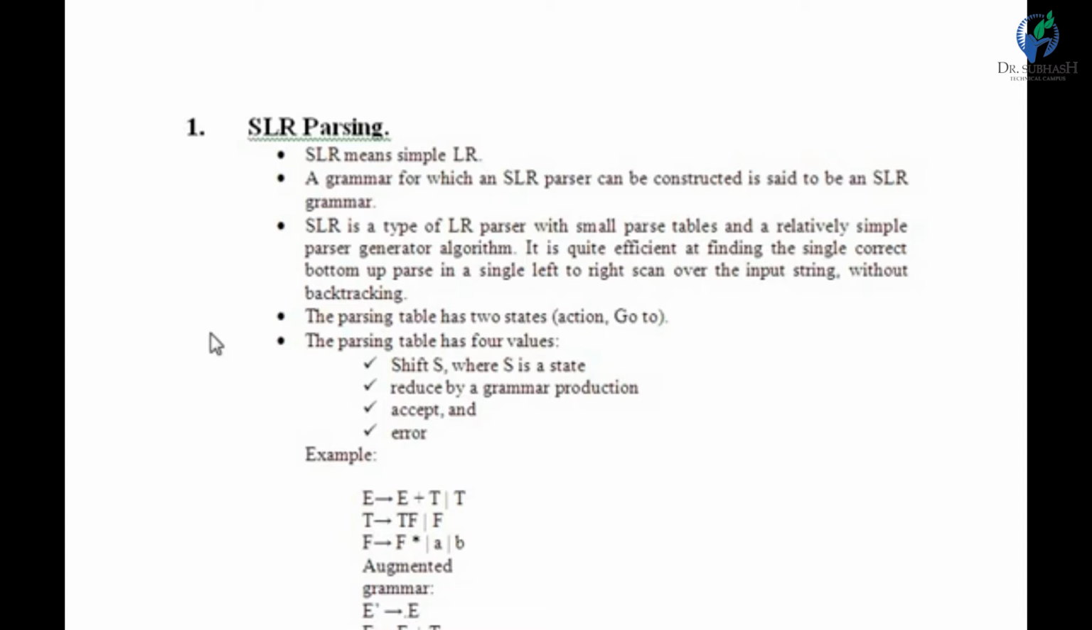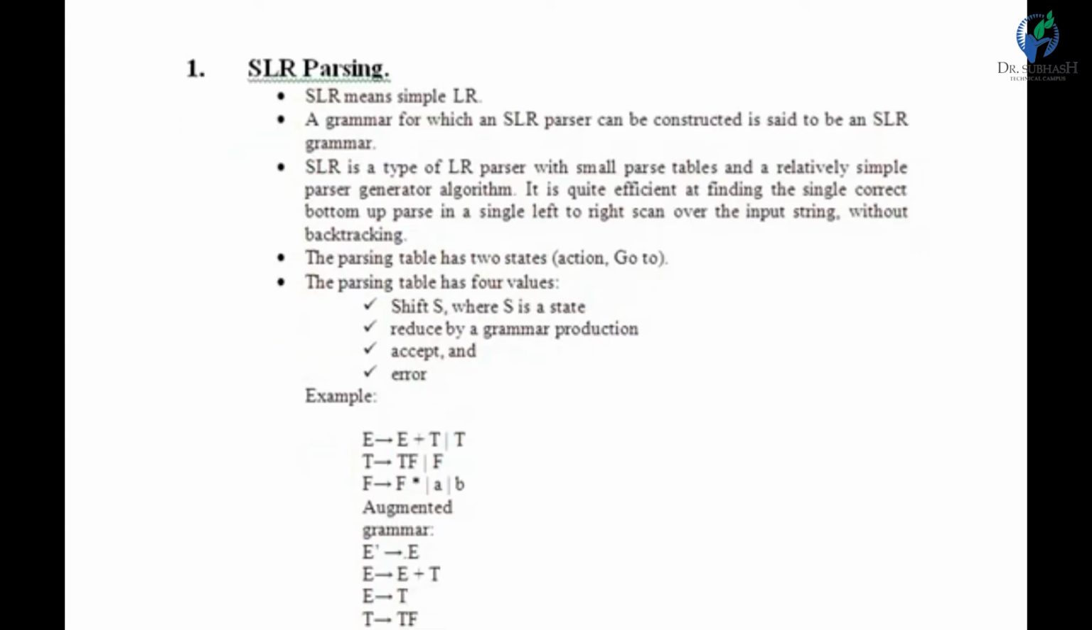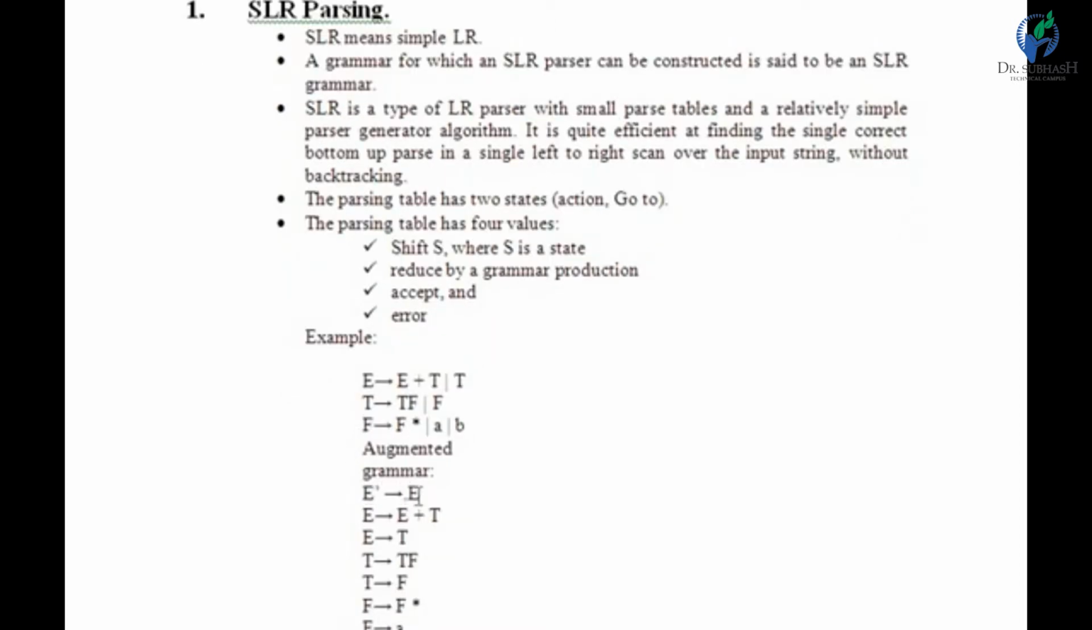So first convert your grammar into augmented grammar. Here I show it with one example. E gives E plus T or T, T gives T star F or F, F gives F star or A or B. This grammar is given. So first convert this grammar into augmented grammar. Your main grammar is G, then your augmented grammar will be G dash. First E dash gives dot E. Just put dot before your starting symbol. So E dash gives dot E.